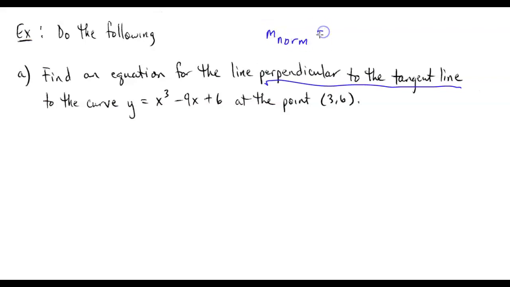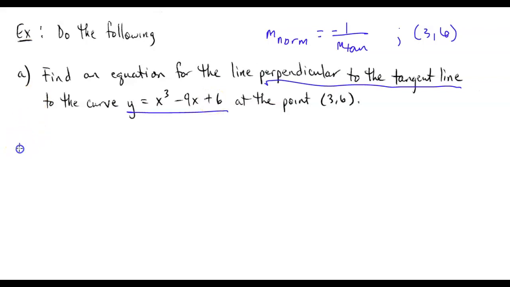And the slope of the normal line is going to be the negative reciprocal of the slope of the tangent line. Okay. So we are trying to find a line that has this slope and it goes through this particular point. And of course, the function that we're given here is this cubic function.